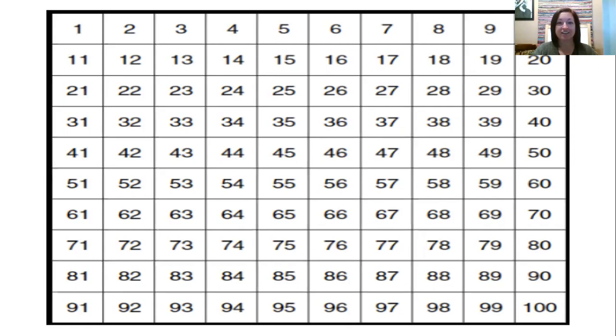Very good. Now I'm going to give you one and I want you to tell me what comes next. Let's go to the number 6. If I give you the number 6, can you count on? Tell me what comes next. Did you say 7, 8, 9? If you did, you are correct. After 6 comes 7, and then 8, and then 9.